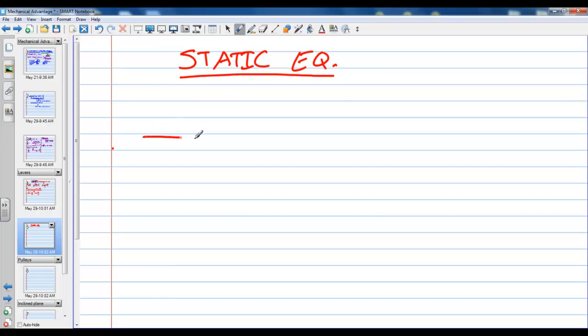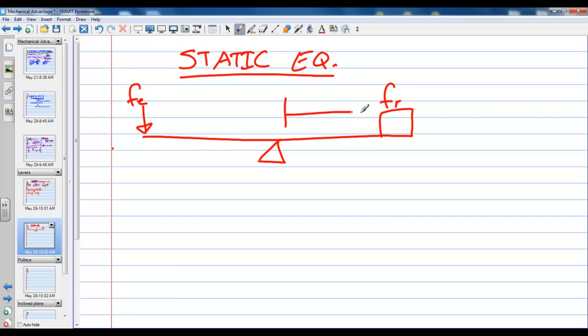Okay. So I've got this lever, I've got a fulcrum, I've got a resistance and an effort. Now I know my force of the effort, I know my force of the resistance, I know my distance of the resistance, but I do not know the distance of my effort. Okay, this is equal to big fat question mark. What is that? I don't know.